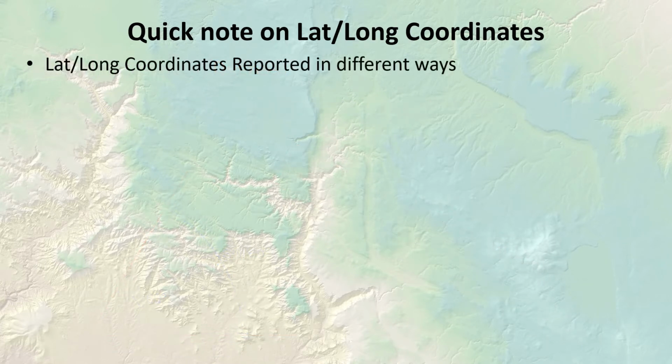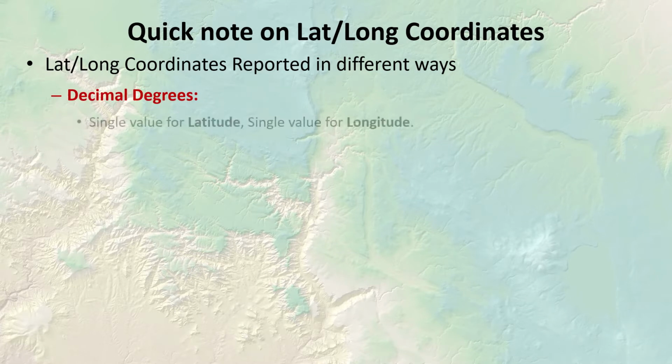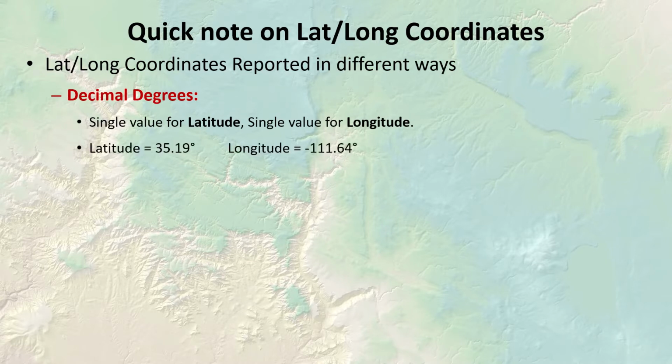Latitude and longitude are reported in a few different ways, and I'm sure you've seen these. The one that's most useful mathematically is decimal degrees, and that's a case where you just have a single value for latitude and a single value for longitude. You get the degrees, and then you have a decimal value after that that just does what decimals normally do. They can be reported in a couple of different variations, though.